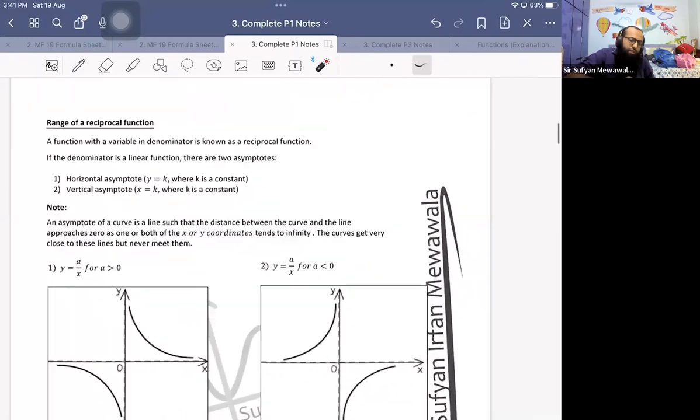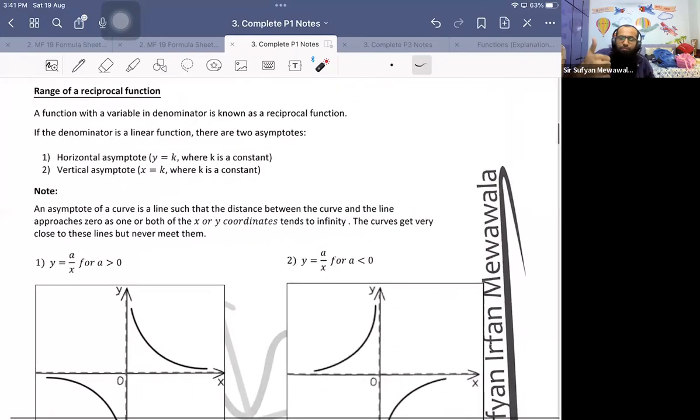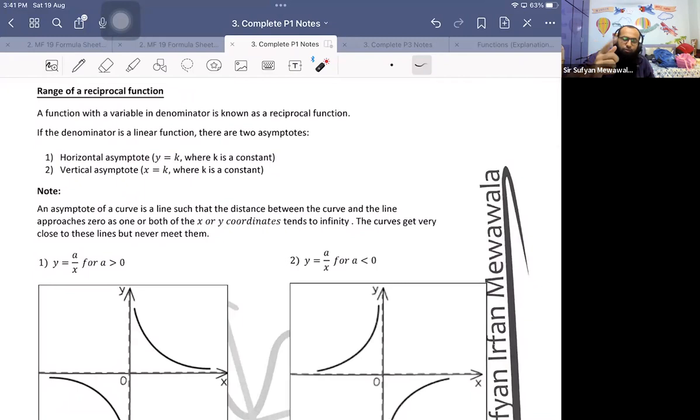Moving towards range of a reciprocal function. We have covered range of a linear function. We have fully covered range of a quadratic function. Now moving on towards range of a reciprocal function. Have we ever covered a reciprocal function? Yes. In O level as well as IGCSE, reciprocal functions were included. But at times, when moving on towards A levels, students tend to forget the reciprocal function concept.